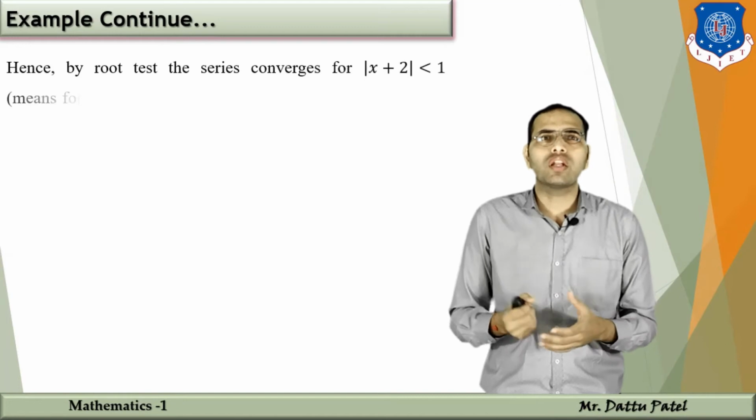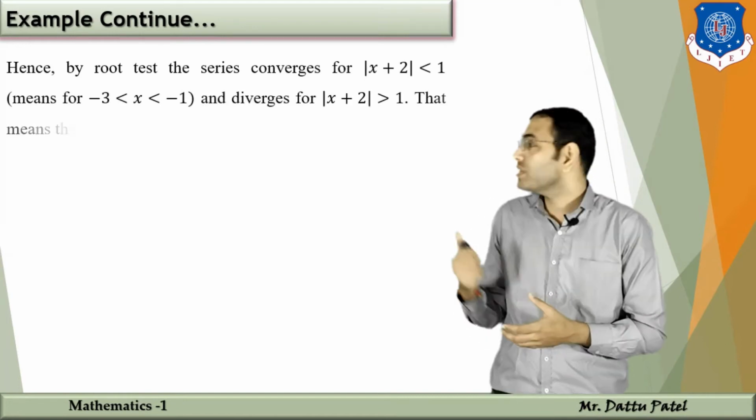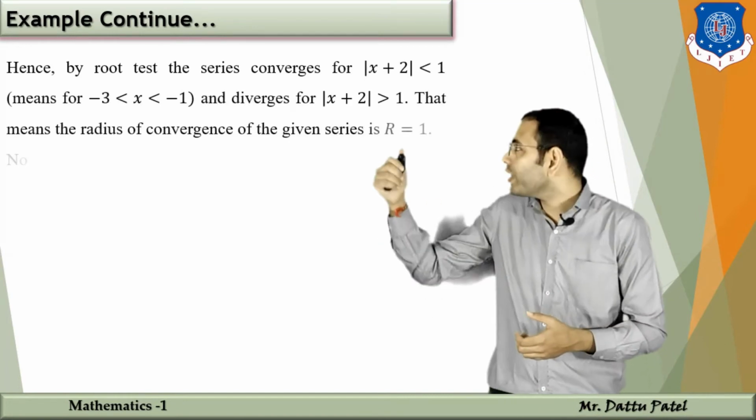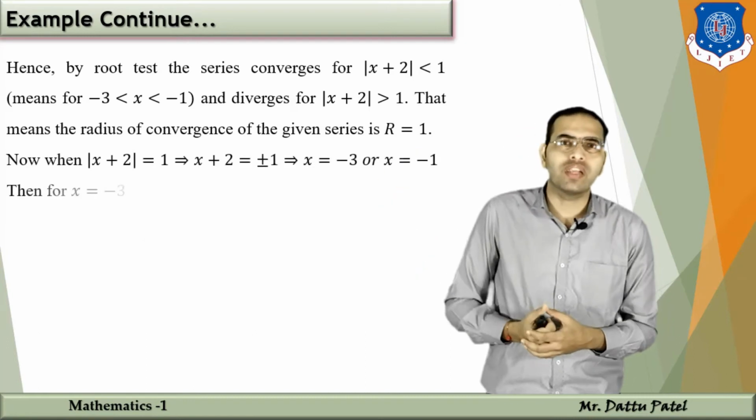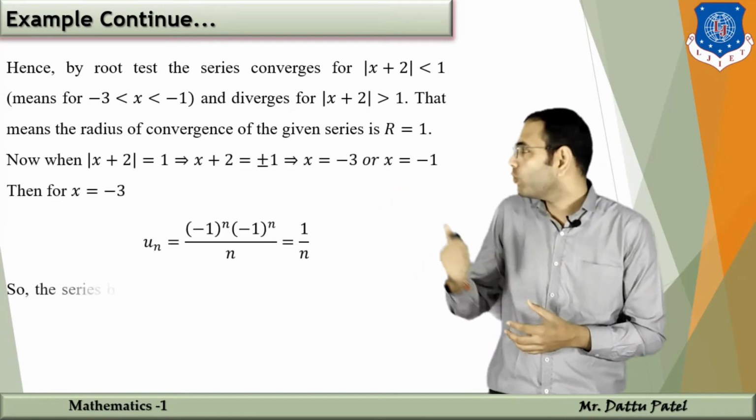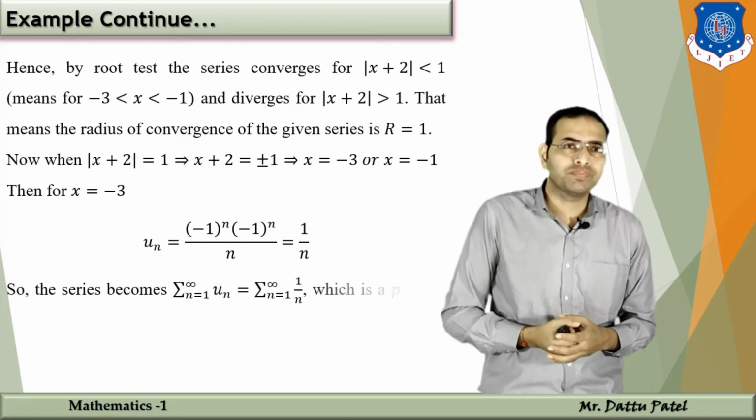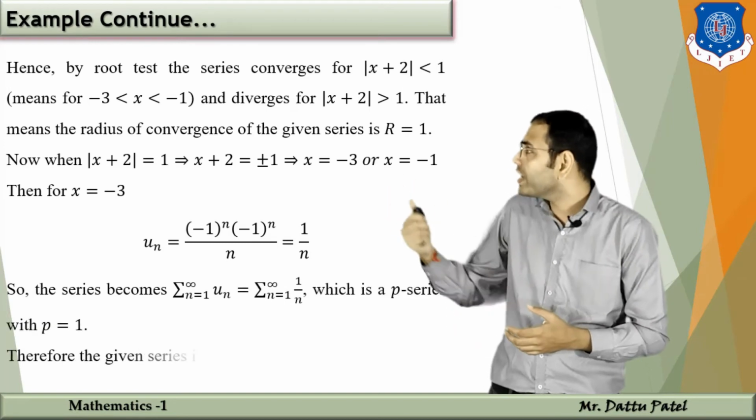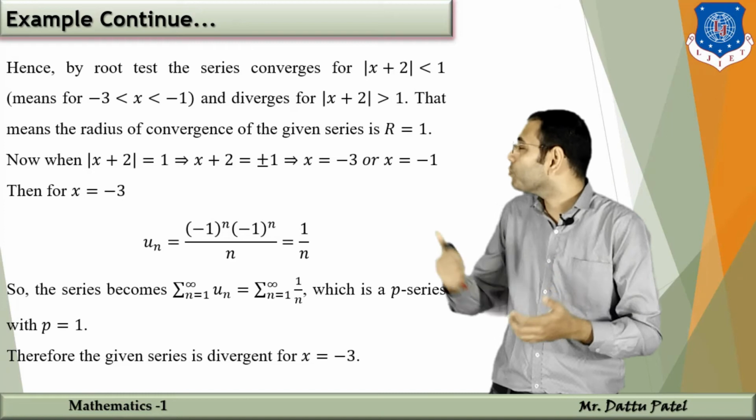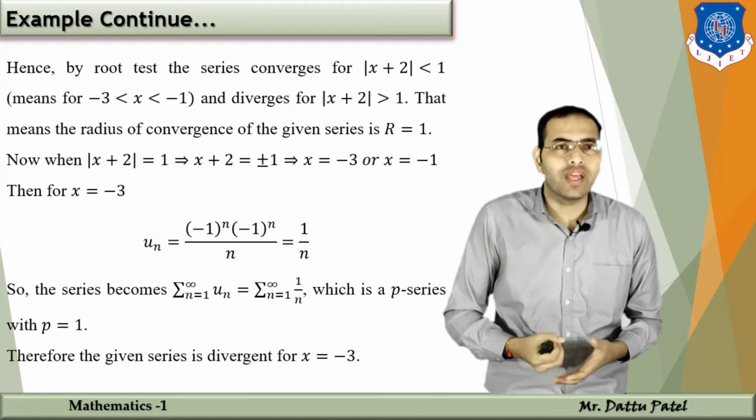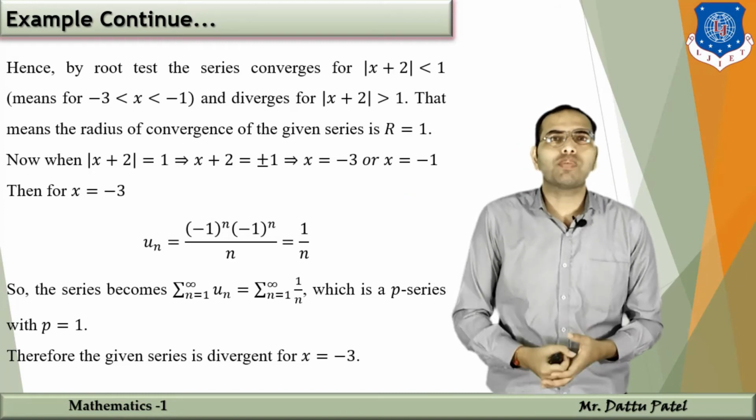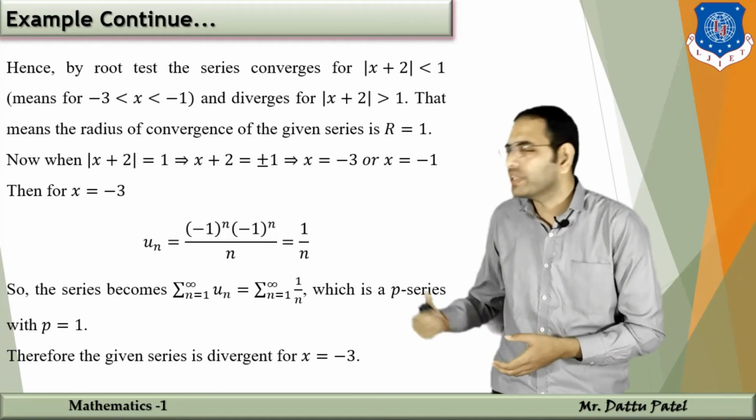Now, according to the condition of the root test, the given series is convergent for |x plus 2| less than 1, and the given series is divergent for |x plus 2| greater than 1. Now the condition for convergence is |x plus 2| less than 1. That means the radius of convergence is 1.